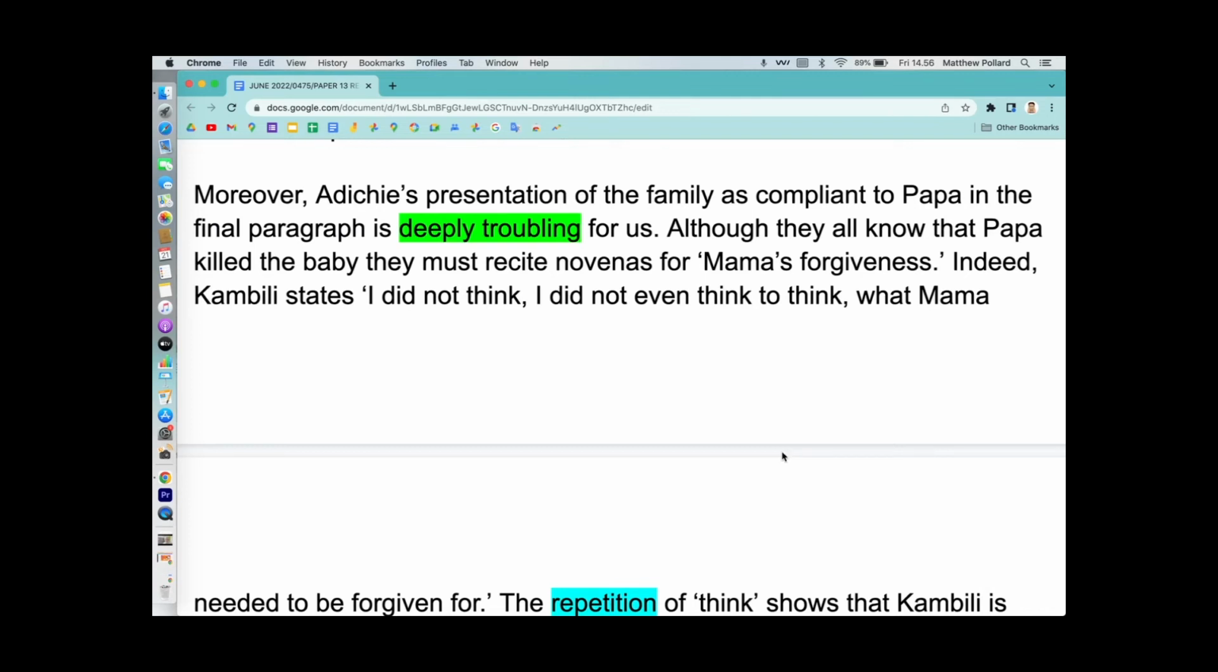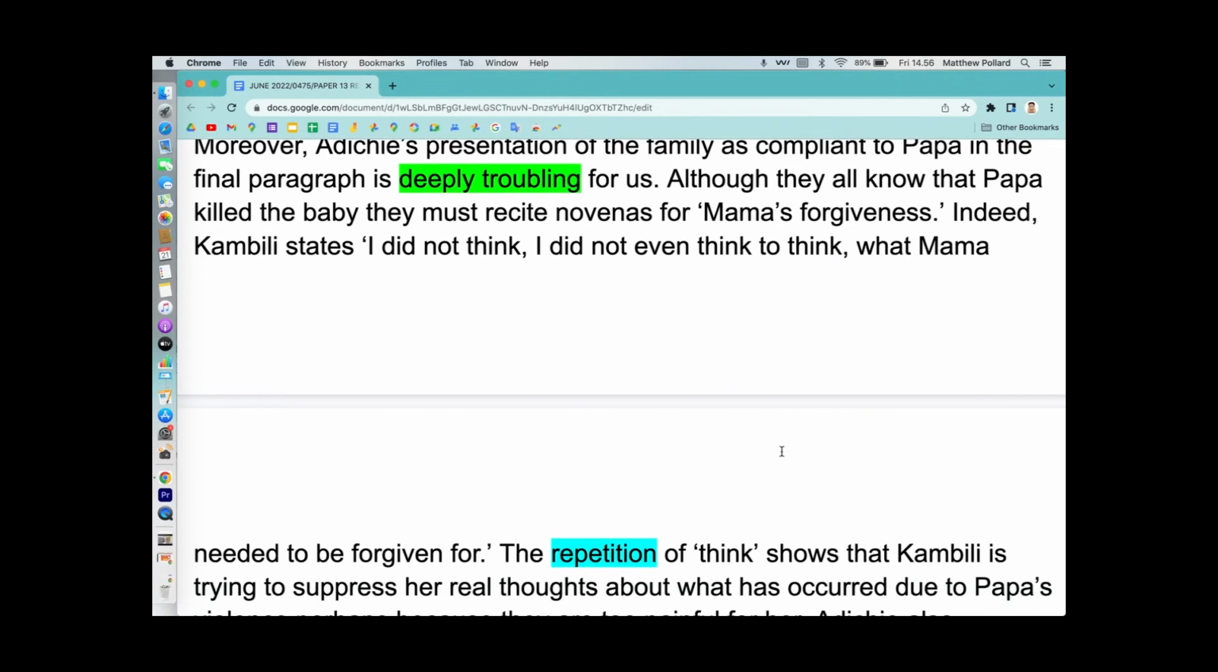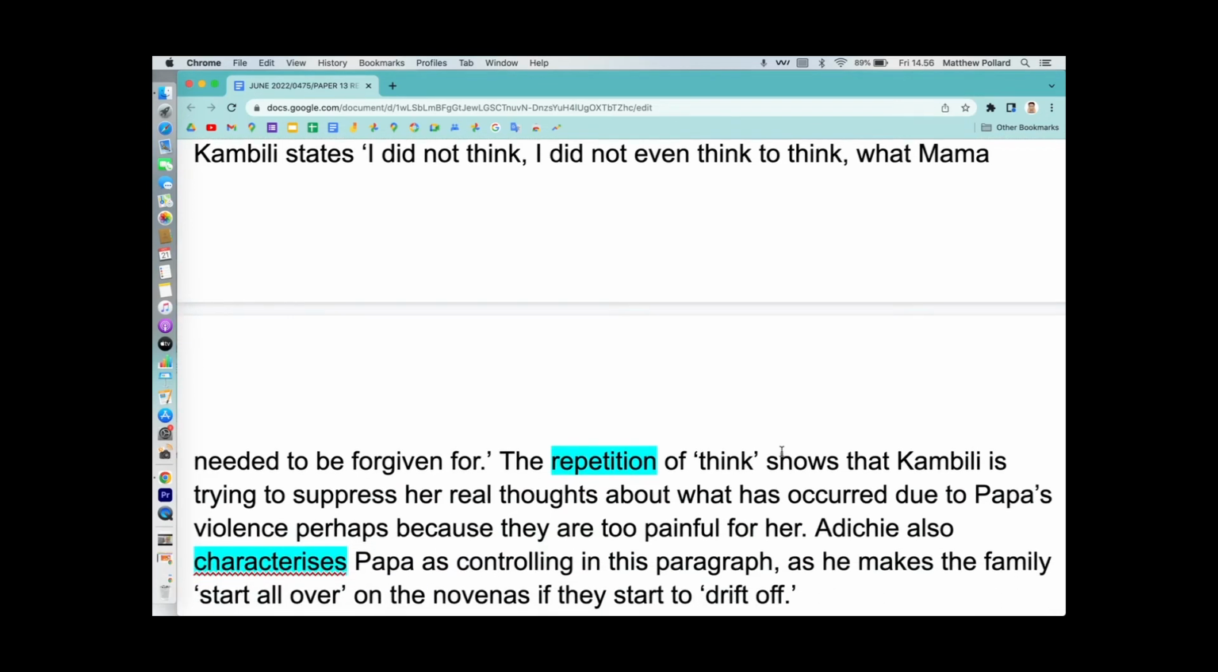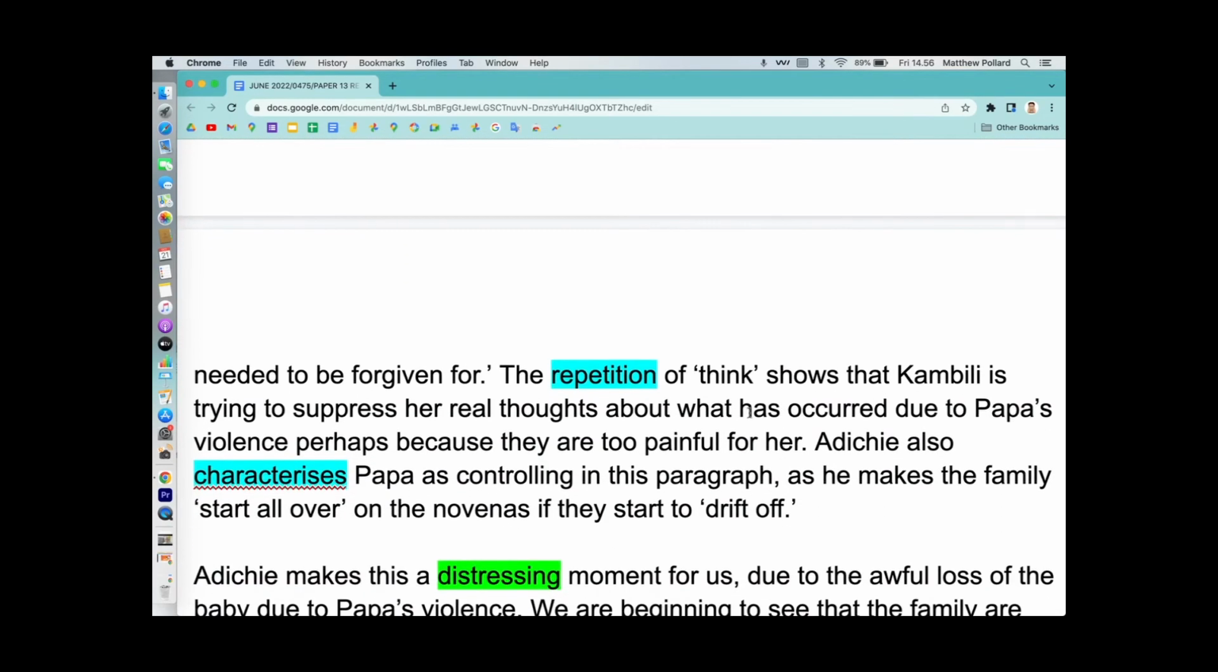Next paragraph. Moreover, Adichie's presentation of the family as compliant to Papa in the final paragraph is deeply troubling for us. Although they all know that Papa killed the baby, they must recite novenas for Mama's forgiveness. Indeed, Kambili states, "I did not even think to think what Mama needed to be forgiven for." The repetition of "think" shows that Kambili is trying to suppress her real thoughts about what has occurred due to Papa's violence, perhaps because they are too painful for her. Adichie also characterizes Papa as controlling in this paragraph, as he makes the family start all over on the novenas if they start to drift off.